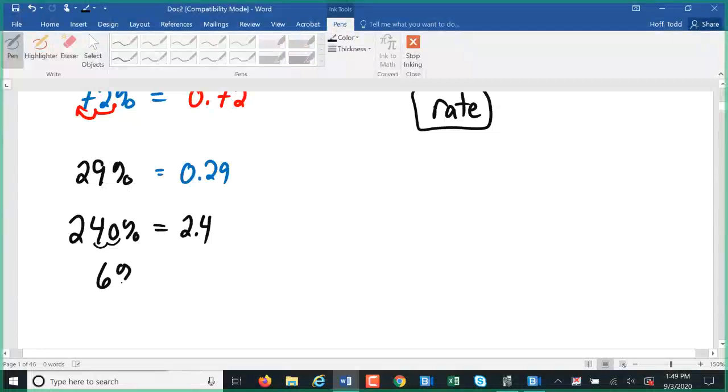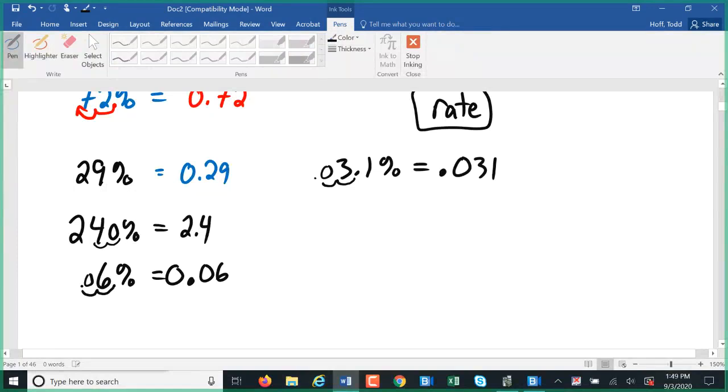If I have 6%, I have to move that decimal 2 spots. That is 0 because there's not enough places to move it. I get 0.06 as a decimal. 3.1%, same type of thing. I have to move the decimal 2 spots, but there isn't enough digits, so I have to add a 0 there to get 0.031 as the decimal form or the rate form of that percent.